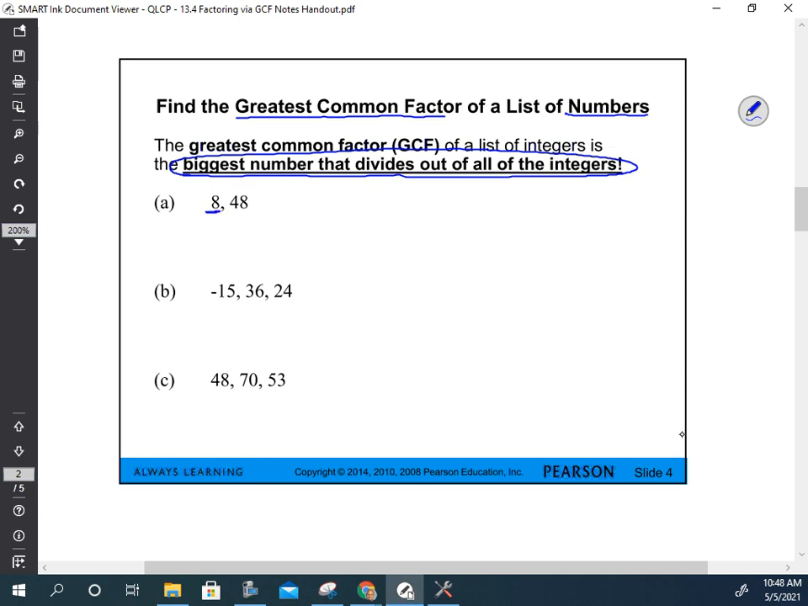So in the case of 8 and 48, your greatest common factor is 8. If you're thinking it's 8 because 8 was the first number, that's not true. It's 8 because 8 divides into both of them evenly. The ways you can multiply to 8: 1 times 8, 4 times 2. 48 is 1 times 48, 2 times 24, 3 times 16, 4 times 12, 6 times 8. Notice that 8 is the biggest number.